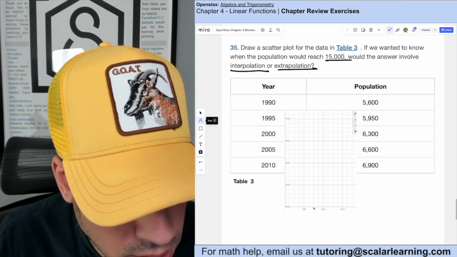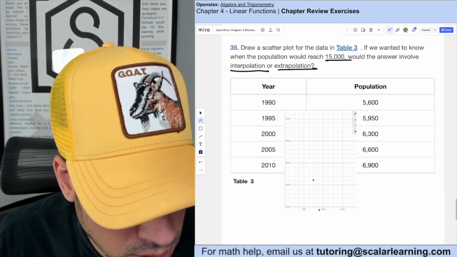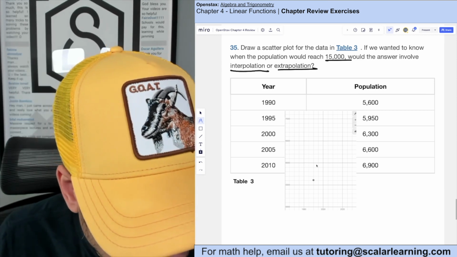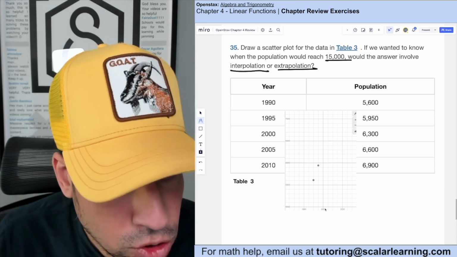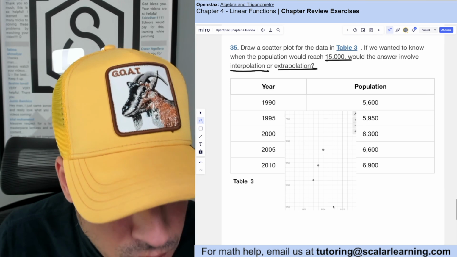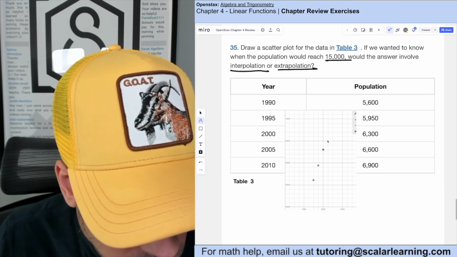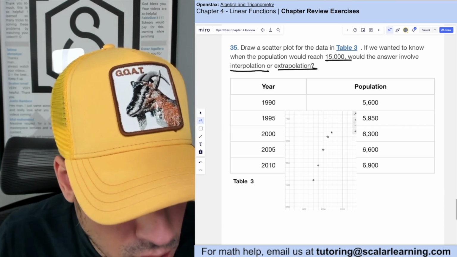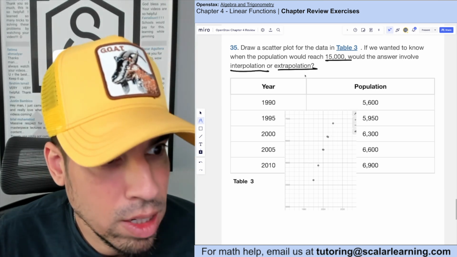So now we have 1990 occurring at 5,600, which is right here. Then we have 1995 occurring at 5,950, just under the 6,000. Then we have 2000 occurring at 6,300, which would be right here. Then we have 2005 occurring at 6,600 right there. And then last but not least, we have 2010 occurring at 6,900 right there. So that looks pretty linear to me.